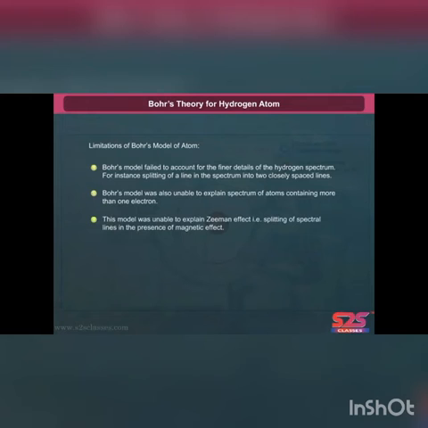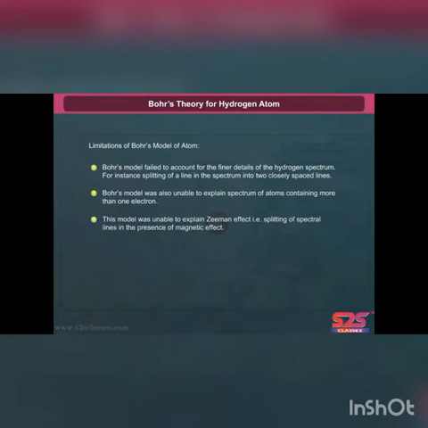Though Bohr's model of the hydrogen atom was an improvement over Rutherford's nuclear model, it still had a few limitations. Bohr's model failed to account for the finer details of the hydrogen spectrum, for instance, splitting of a line in the spectrum into two closely spaced lines. Bohr's model was also unable to explain the spectrum of atoms containing more than one electron.